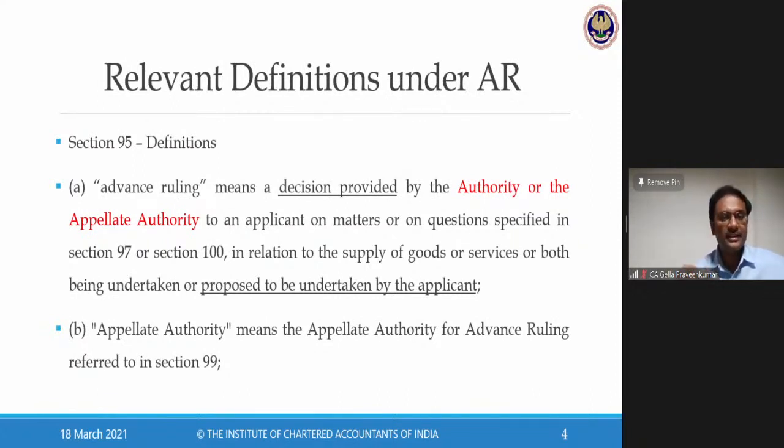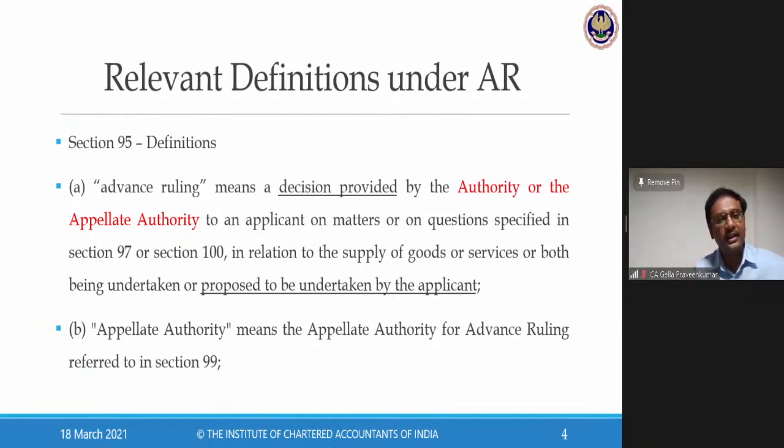Who is going to give the decision? The authority or the appellate authority. When I say authority, I mean the authority under advance ruling. Section 95 defines authority, and we will come to that. The authority appointed under the provisions of advance ruling can give their opinion. There is a second level of authority called the appellate authority.